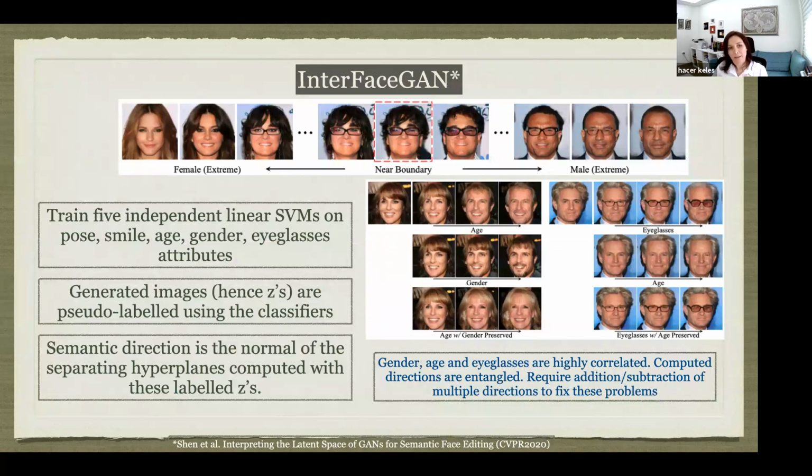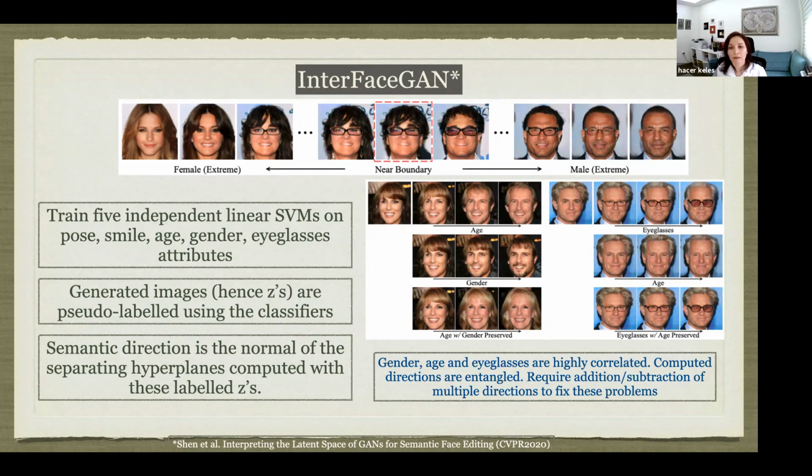Okay, let's pause our method here and see what similar approaches exist in this direction in the literature. There are also some recent approaches that analyze the latent space of GANs and try to identify disentangled directions as ourselves. InterFaceGAN is one of them. It's from CVPR 2020, very recent work. They trained linear support vector machines on 5 different attributes, including smile, age, gender, and eyeglasses, then computed the separating planes using SVM models. And the normals to these planes are considered as the semantic attribute directions for the selected attributes.